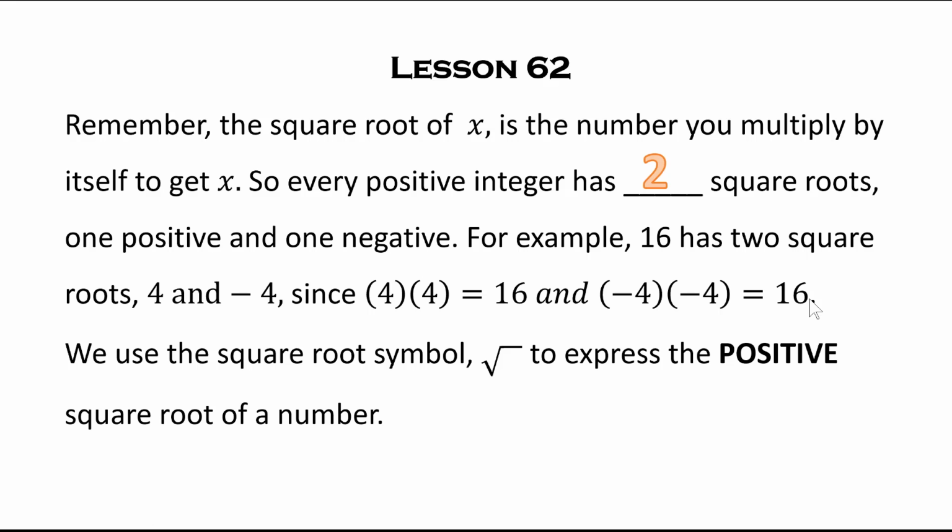So 4 and negative 4 are both square roots of 16, but be very careful, because whenever you see the radical sign, you only mean the positive square root. If you want to talk about the negative square root, you don't use the radical sign alone. You'd have to put a minus sign in front of the radical. So whenever you see that radical sign, you only mean the positive square root. But the fact of the matter is that every positive number has 2 square roots, one positive and one negative.